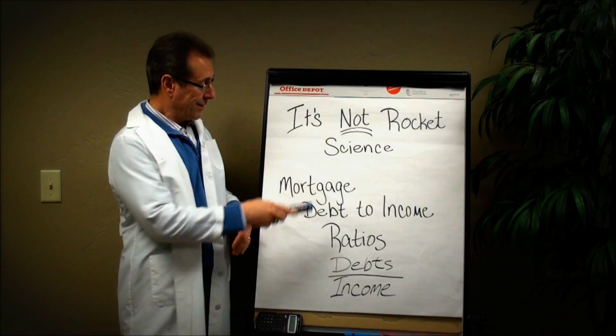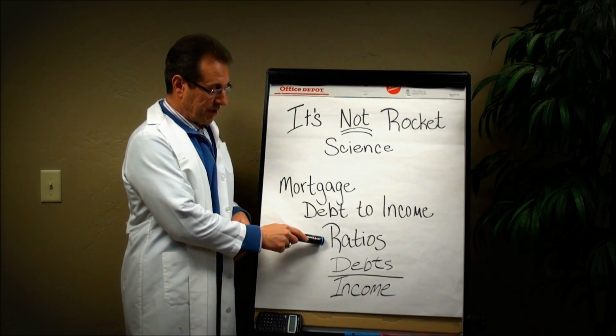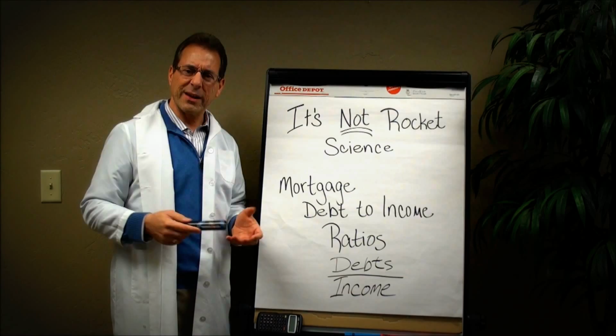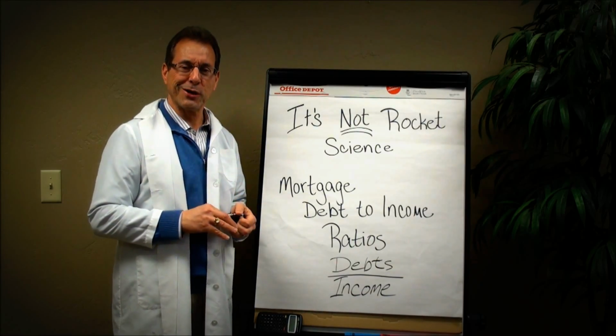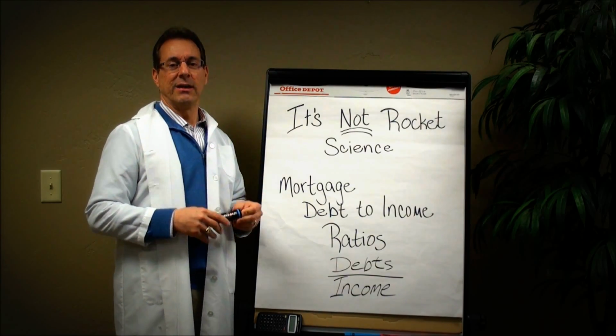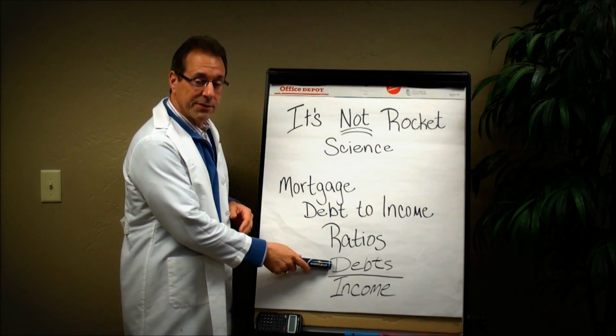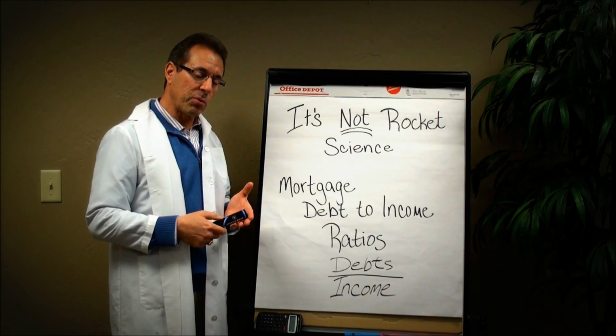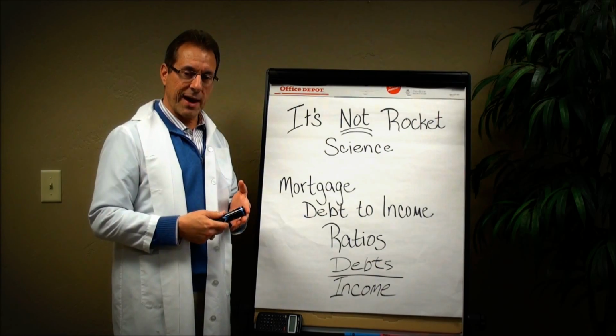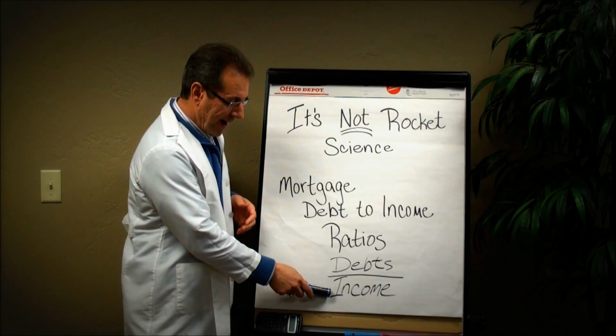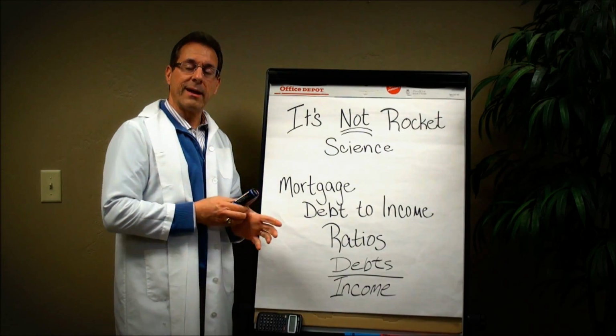Today we're going to talk about mortgage debt-to-income ratios. You've heard that term thrown around before: "Oh, your debt-to-income ratio is too high, you can't get a house." What does that mean? It means, very simply, take your debts that are on your credit report and any private loans you have, and you divide that by your gross income. Now let's talk about that.